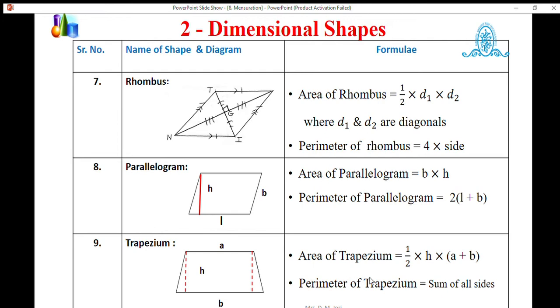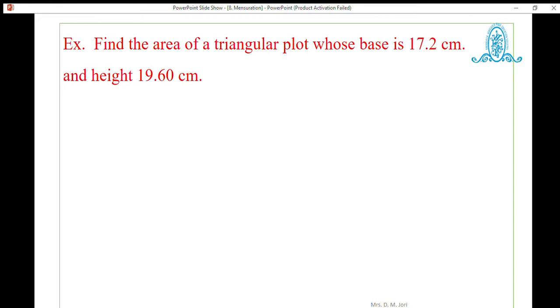Next, perimeter of a trapezium is the sum of all the sides. Whatever the lengths of the respective sides, you just have to add them, you'll get the perimeter. So by using these 9 formulae, we have to solve the examples here at diploma level only.